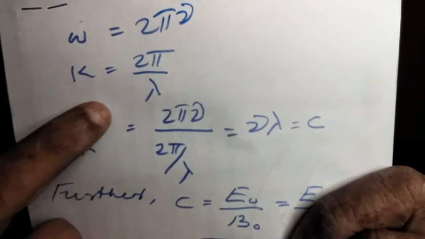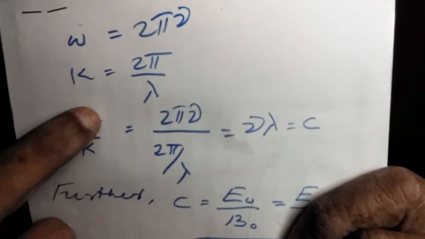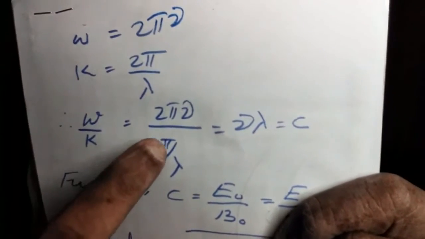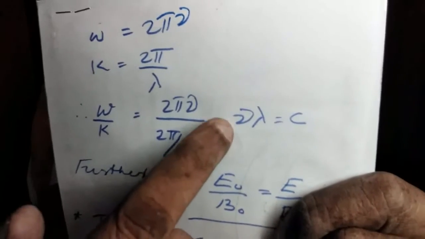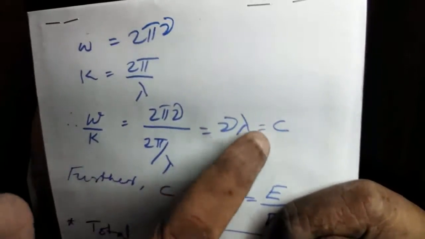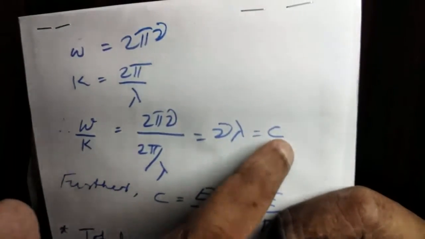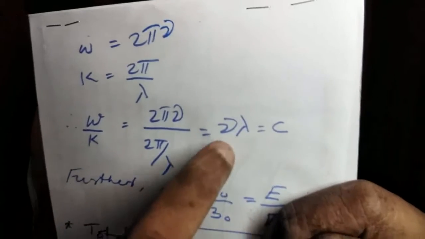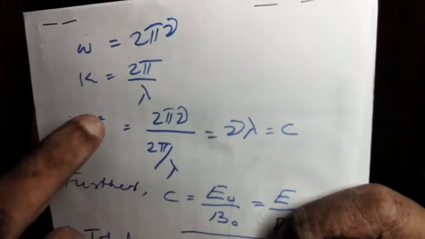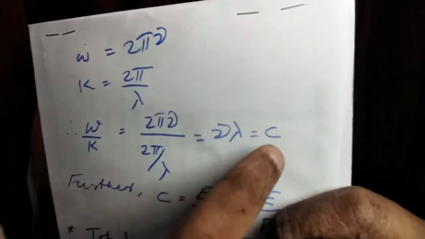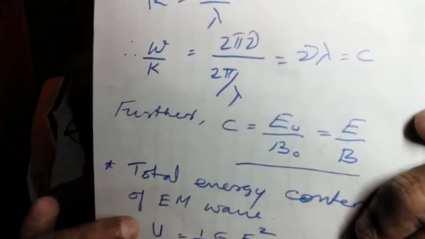And you find omega by k. Omega by k is 2 pi nu by 2 pi by lambda. Answer is nu lambda. Frequency into wavelength is nothing but velocity of electromagnetic wave. That is c. c equals nu lambda. In short, omega by k is nothing but velocity of EM wave.